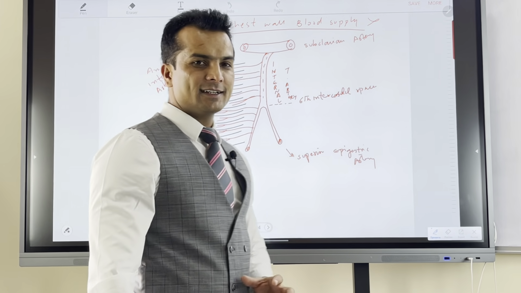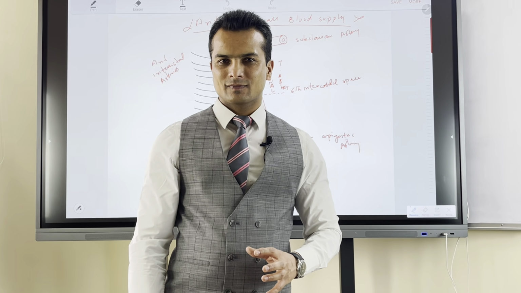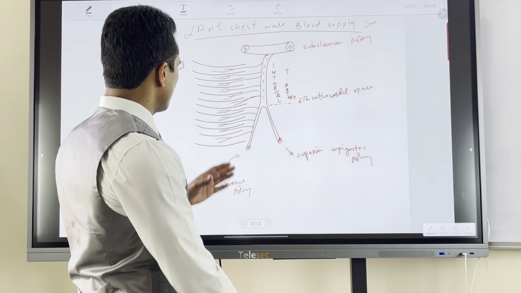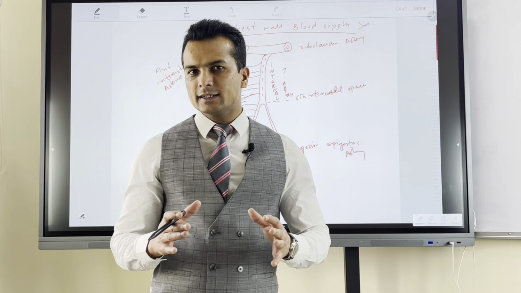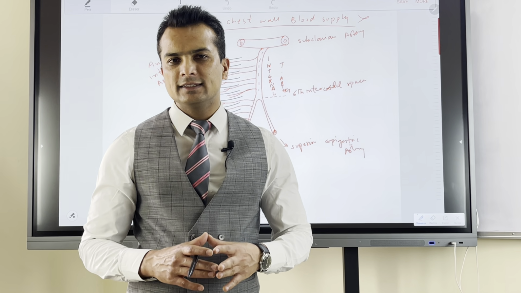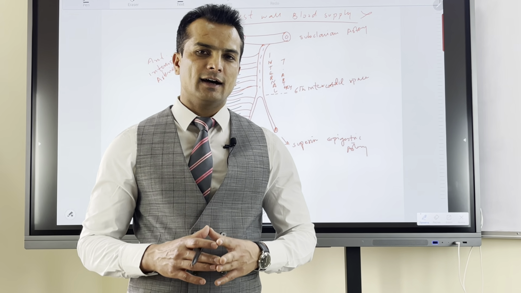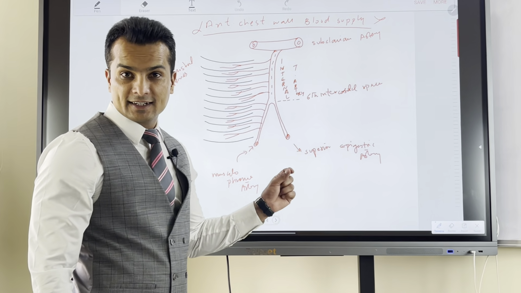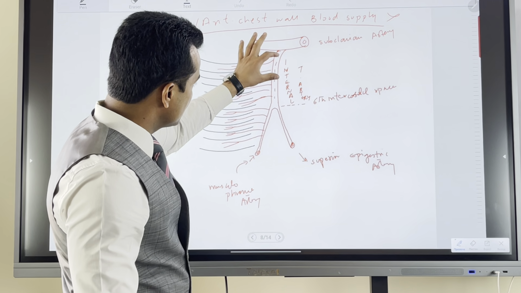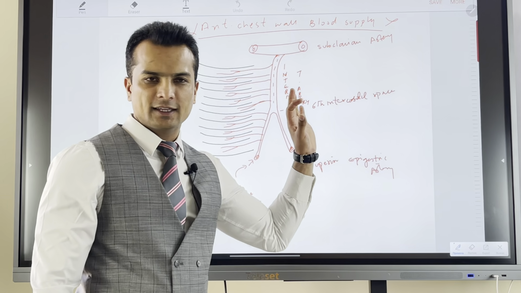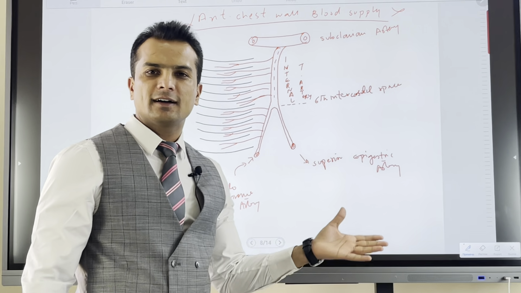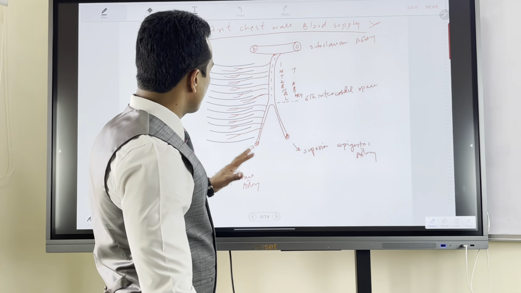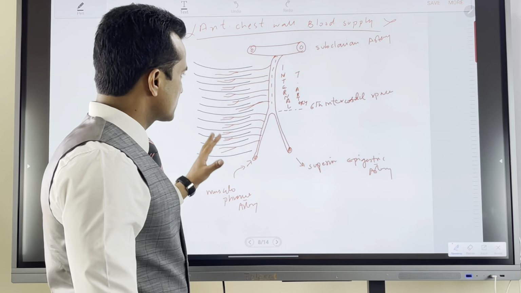Lower 5 anterior intercostal spaces. Lower 5 anterior intercostal spaces are receiving blood supply from anterior intercostal arteries, and these anterior intercostal arteries are branches of the musculophrenic artery, and the musculophrenic artery is a branch of the internal thoracic artery, and the internal thoracic artery is a branch of the first part of the subclavian artery. So this is the blood supply of the anterior chest wall.